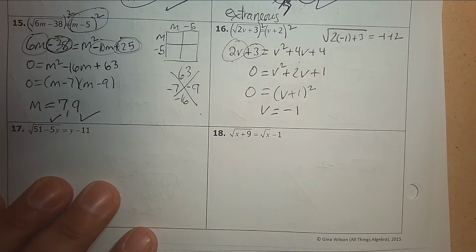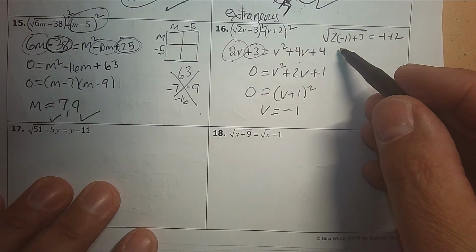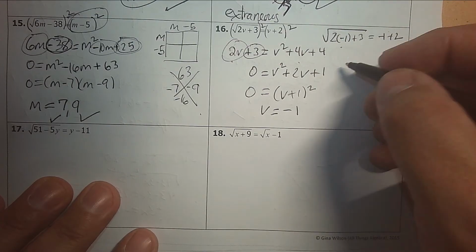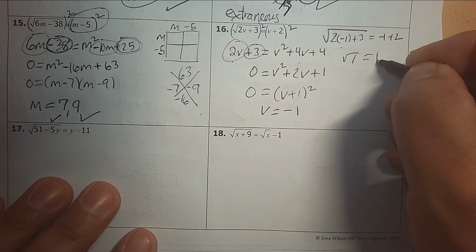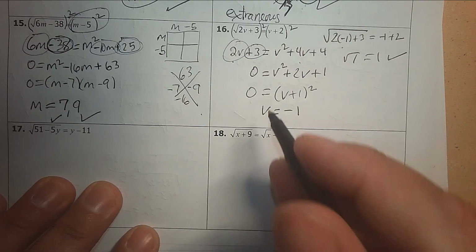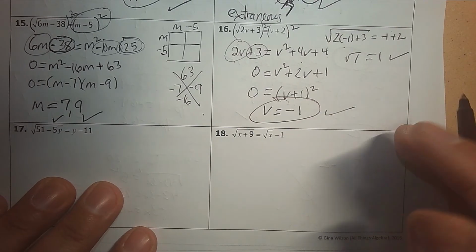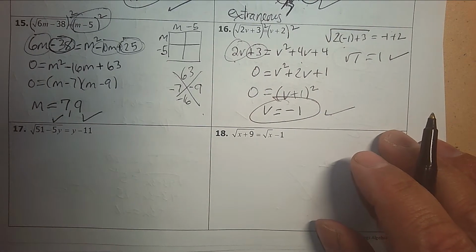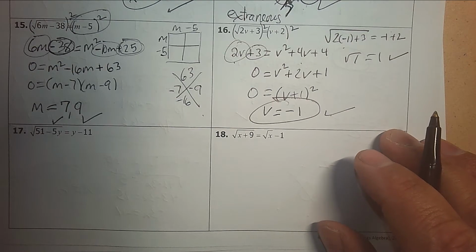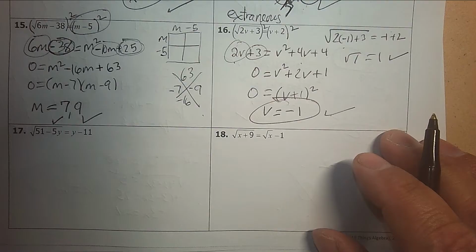Does negative 1 work? 2 times negative 1 plus 3? Negative 1 plus 2, it works, yes? So just because the answer is negative doesn't mean we throw it out. Or just because the answer is positive doesn't mean it can't work, right? We got to make sure it works or doesn't work. All right, number 17.